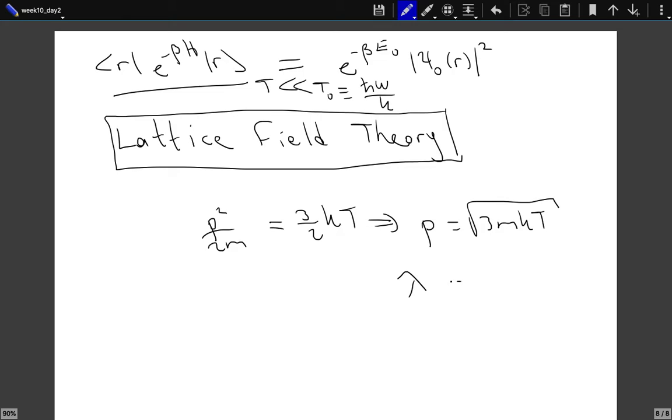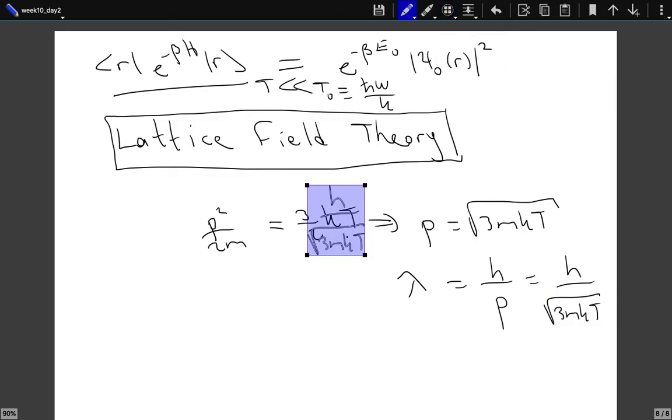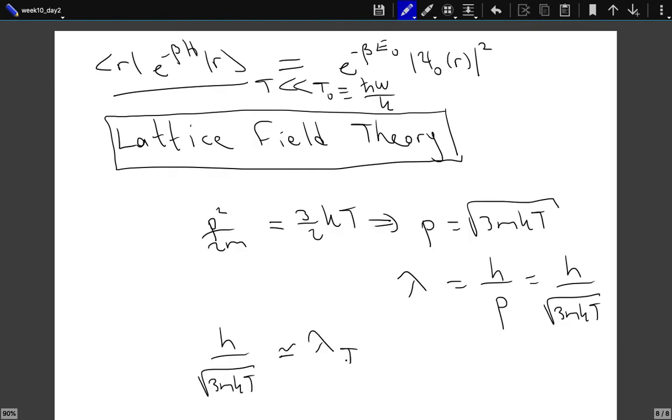is h over p, which is h over the square root of 3m kT. This is not exactly the thermal wavelength, but sufficiently close. You can just say that it's a typical de Broglie wavelength of your system. Typically, the particles will have momentum around this value, and hence your particle will have wavelength around this value.